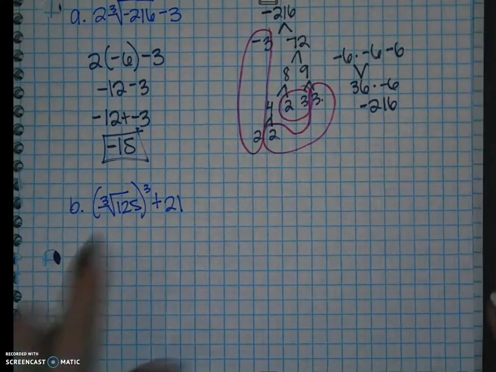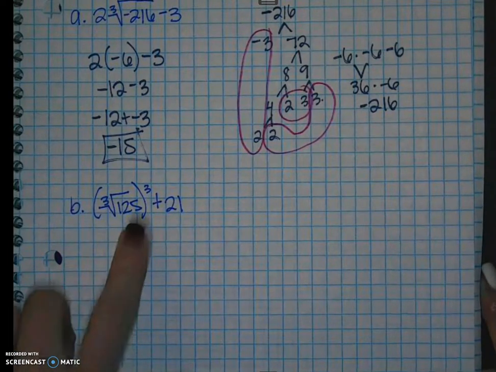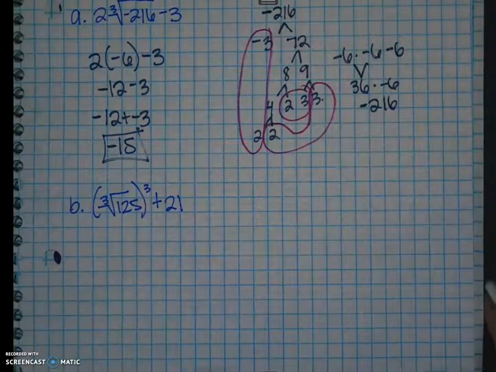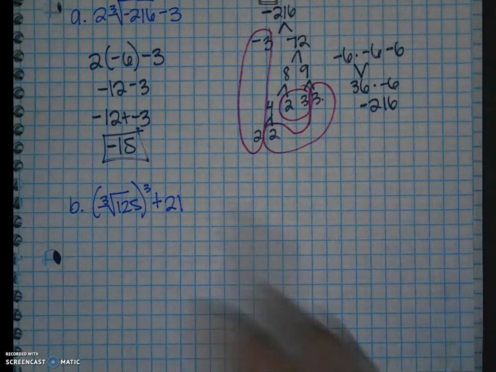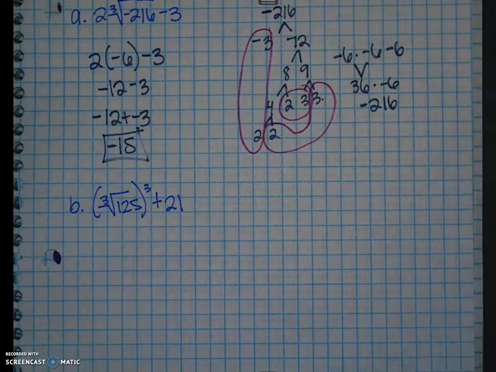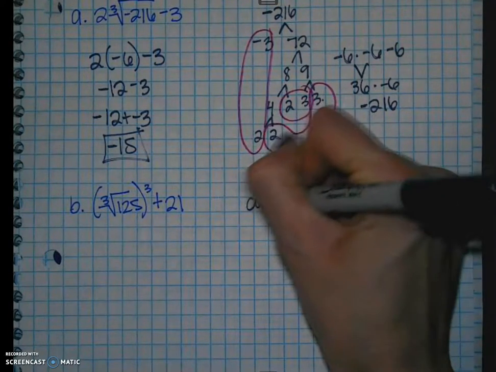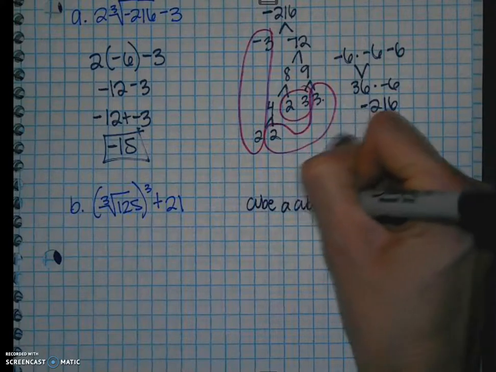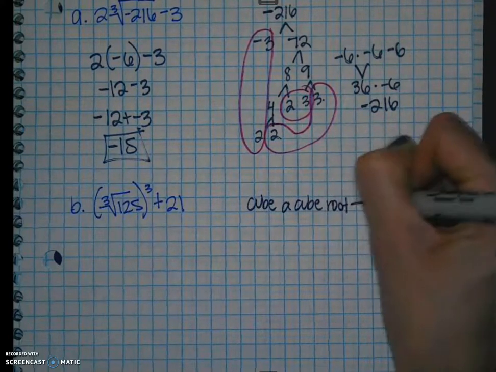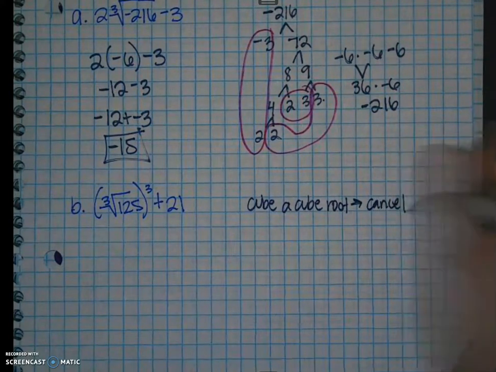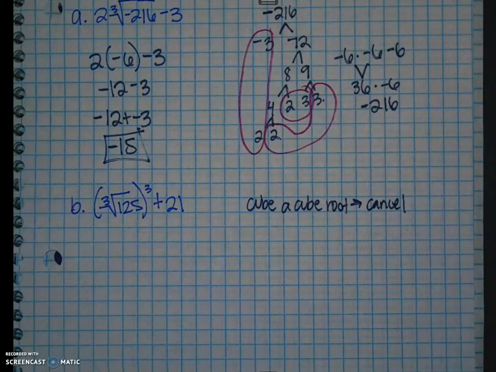Here's your next one. The cube root of 125 cubed plus 21. Think about that. You're cube rooting it, and then you're cubing it. If you really think about it, if you cube a cube root, they're just going to cancel. You could totally figure it out.